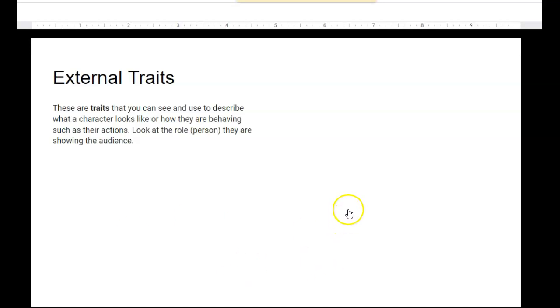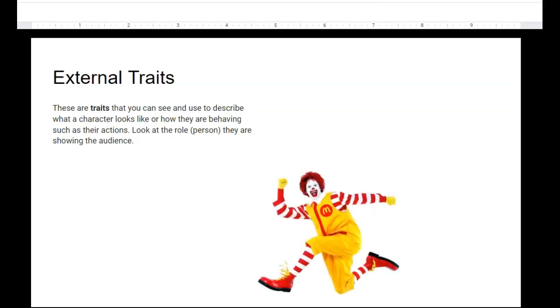So for example, we can probably easily describe Ronald McDonald. He has red hair, as you can see, bright red hair. He's wearing his clown suit and his clown shoes, right? And if you were to see him at the McDonald's, he'll probably be acting like a clown, right? Juggling or making jokes, trying to get little kids to smile.